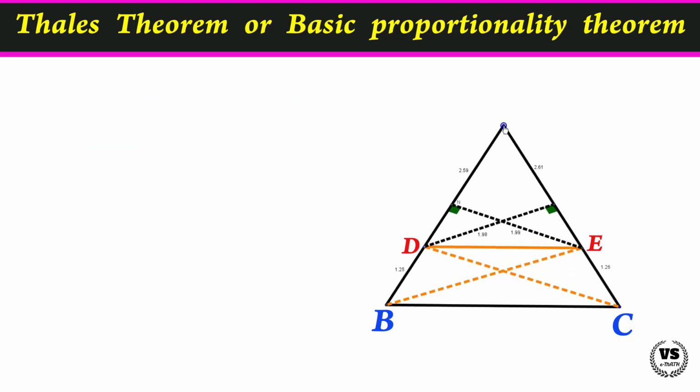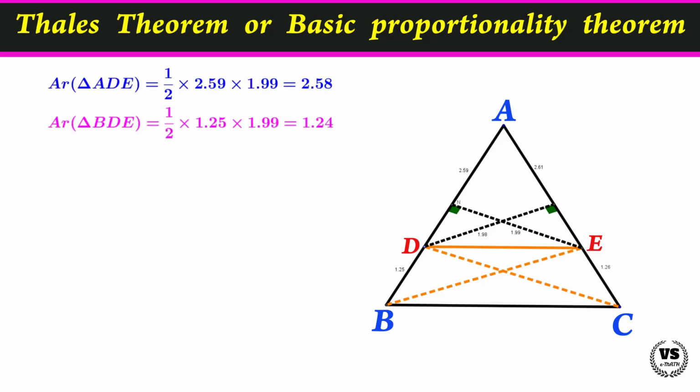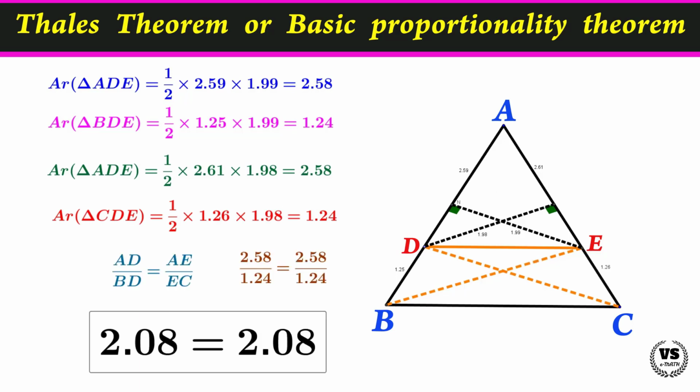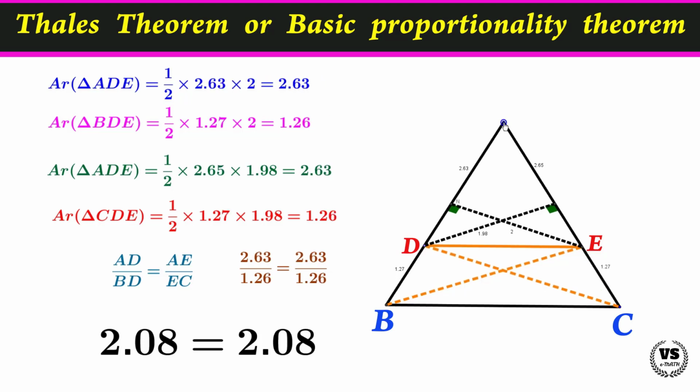Next, let's compare the ratio of the areas of triangles ADE and BDE with the ratio of the areas of triangles ADE and CDE. What do you observe? The ratio remains the same, even if I change the length of the sides of the triangle.